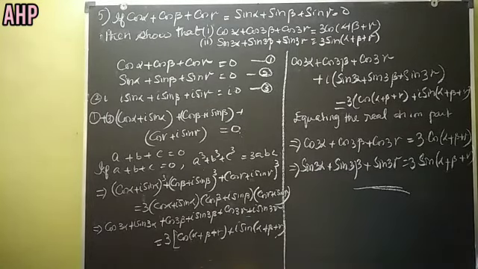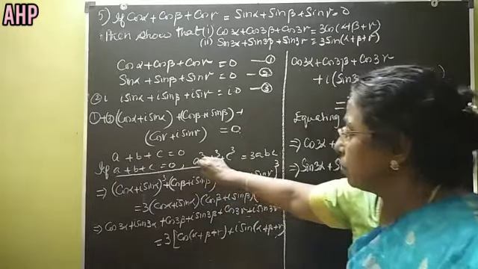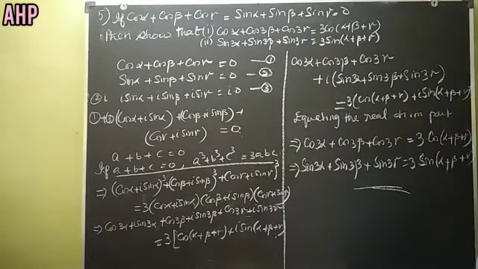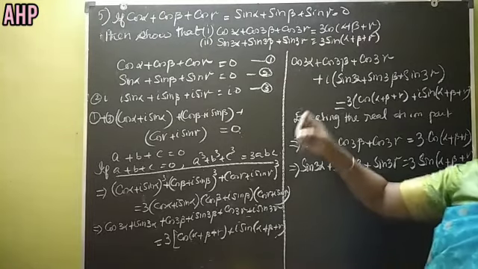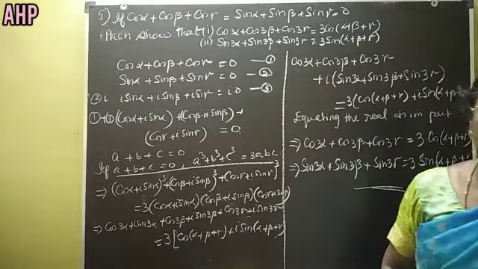So here all that we have to remember is this identity. If A plus B plus C is equal to 0, A cube plus B cube plus C cube is equal to 3ABC. Using this algebraic identity, we are solving this question.